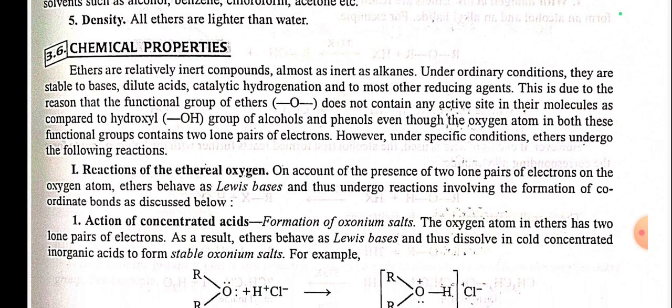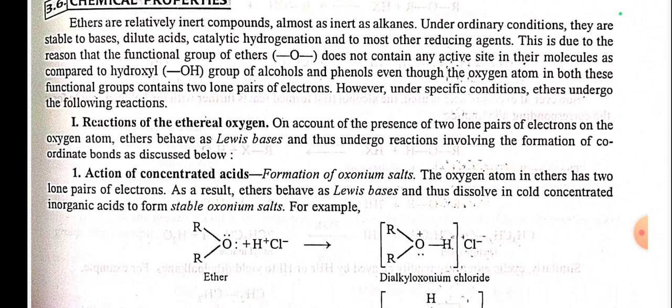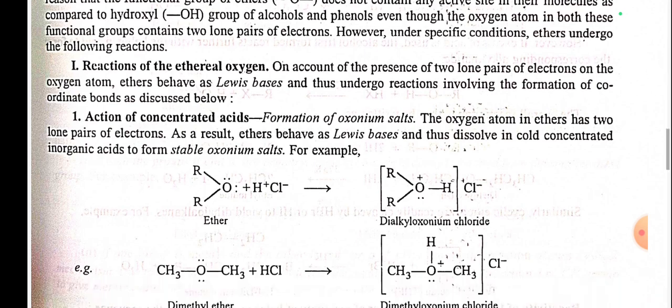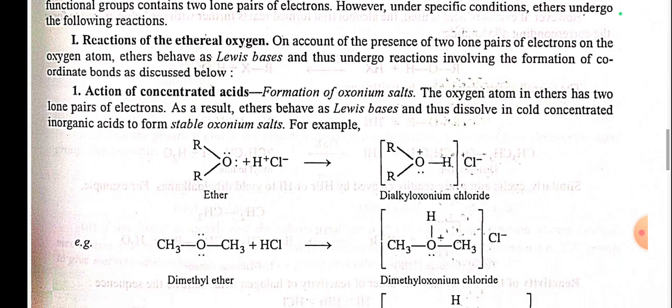water. Chemical properties. Ethers are relatively inert compounds, almost as inert as alkanes. Under ordinary conditions, they are stable to base, dilute acid, catalytic hydrogenation, and to most reducing agents. This is due to the reason that the functional group of ether does not contain any active site in the molecule, as compared to the hydroxyl group of alcohols and phenols. Even though the oxygen atom in both these functional groups contains two lone pairs of electrons, under specific conditions ethers undergo the following reactions.